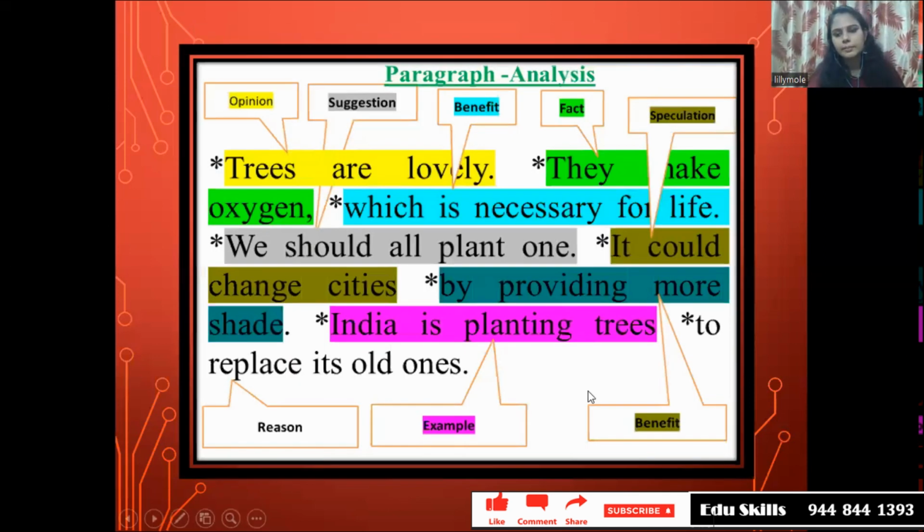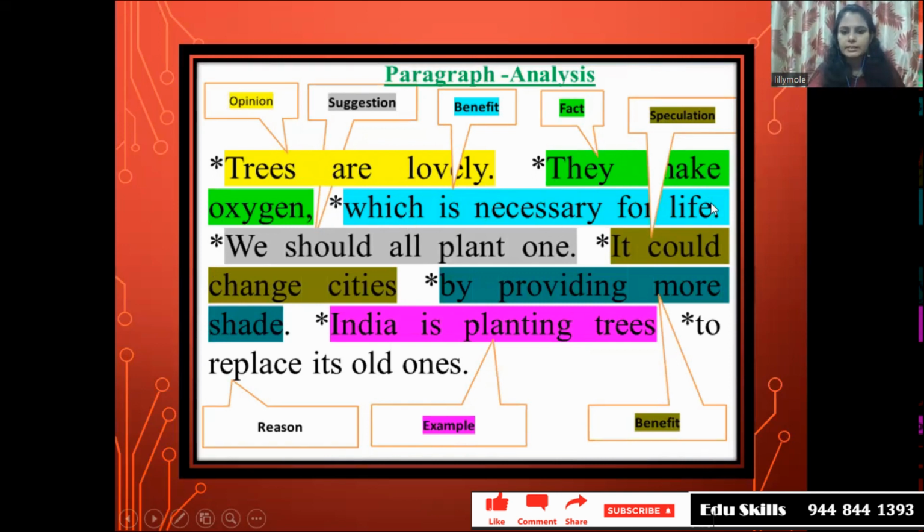So how do we analyze the paragraph? By reading the paragraph, each sentence, we can understand what they are telling us. For example, it is written: trees are lovely. This is the opinion of the author or speaker. Then, they make oxygen. That is a fact. We all know that trees make oxygen through photosynthesis. There is no change, that's why it's a fact.